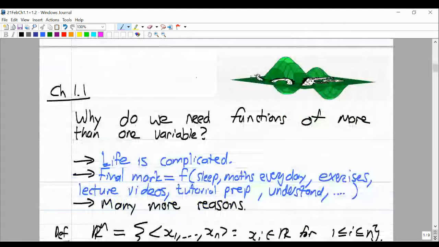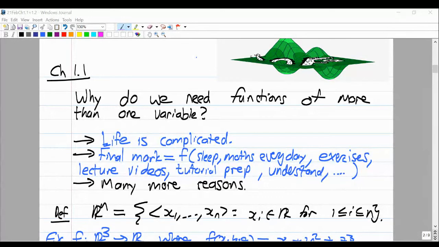Alrighty, so let's get going with chapter 1.1. A good question that you can ask is, why do we need functions of more than one variable? Well, a short answer is life is complicated.